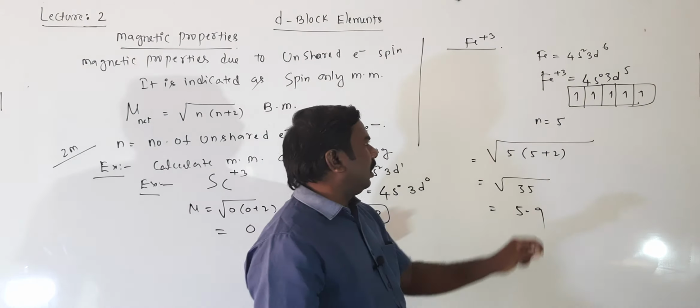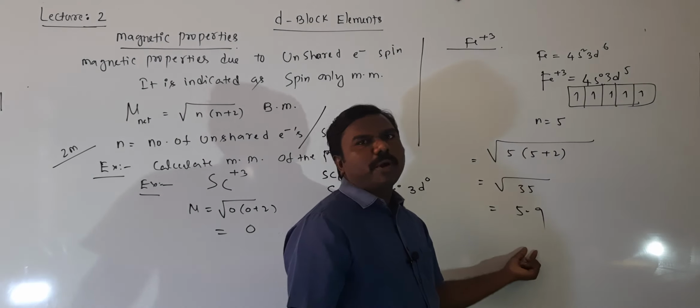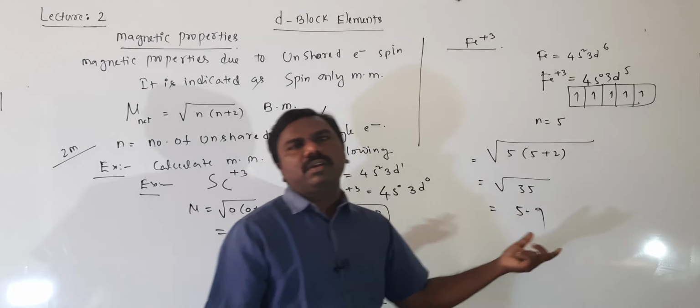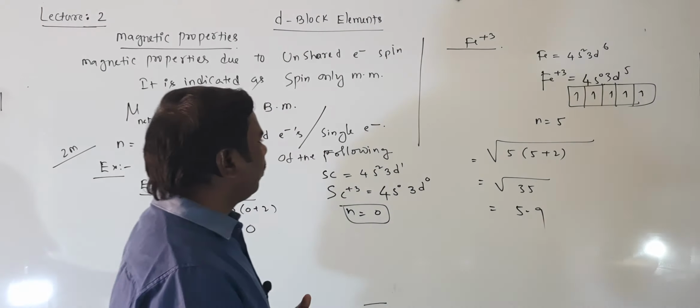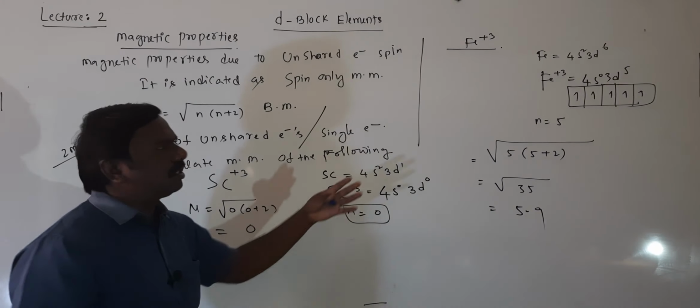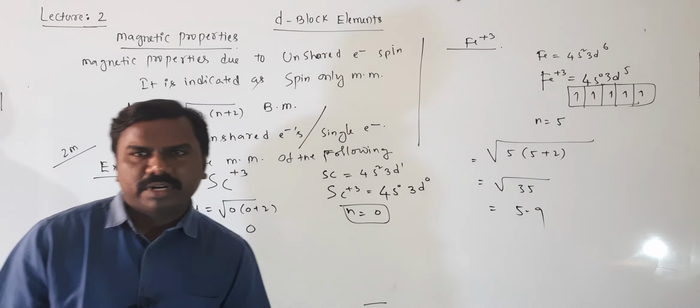Just observe clearly, if n is 5, the value will be 5.9. If it is 4, 4.9. If it is 3, 3.9. If it is 2, 2.9. So by looking at it, you can easily find the magnetic moment. For the different ions given, you just verify and solve all magnetic moment problems, right?